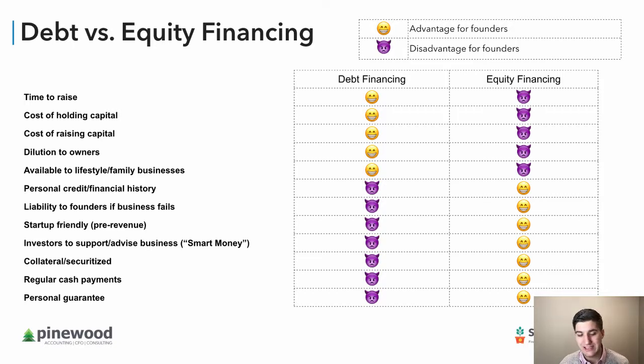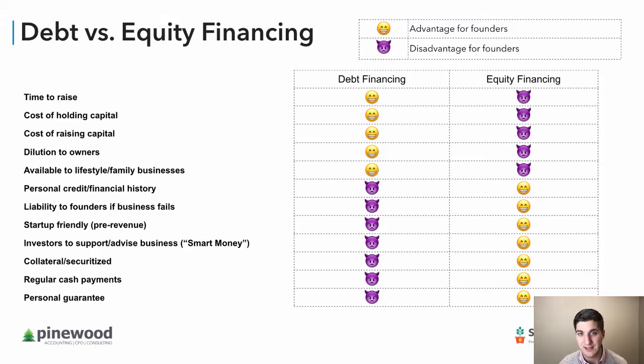Collateral and securitized instruments. Yes, commercial loans also require collateral. Many commercial loans, most commercial loans, SBA loans will require collateral in the form of cash, stock, bonds. They will require most definitely regular cash payments. That's the definition of a loan payment and an interest payment. And they typically will require a personal guarantee.